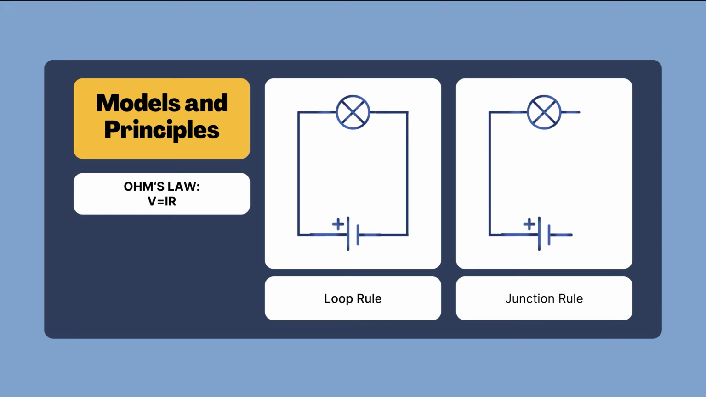The current I that enters a junction has to be equal to the current I that exits a junction. We can connect these two rules with Ohm's law, which is represented here with V equals IR. We use the loop rule because in a circuit we can measure the voltage, and we can measure the current with different tools, and then we can connect them with voltage because we know the voltage in a circuit with the battery.